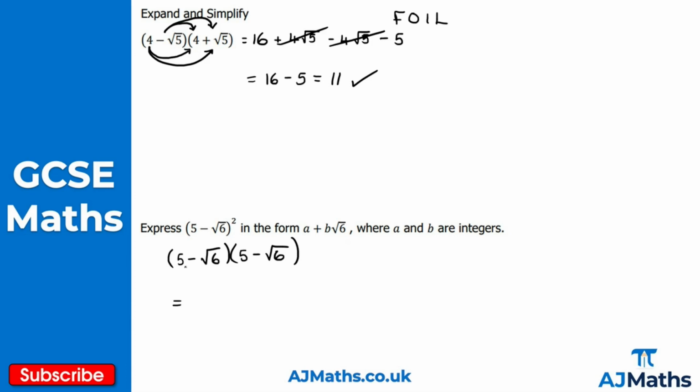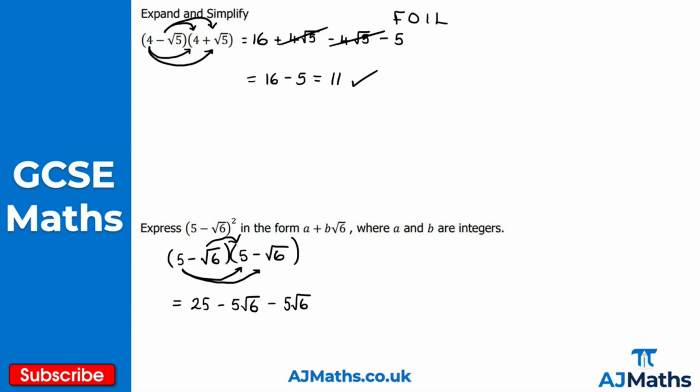When multiplying the first two terms together, 5 times 5 would give me 25. Now I take the 5 and multiply it by minus root 6. So in that case, I'm going to get minus 5 root 6. I've then got minus root 6 times 5. So again, I'm going to get minus 5 root 6. Okay, so we get another minus 5 root 6.